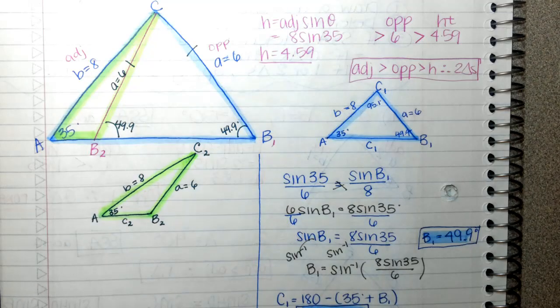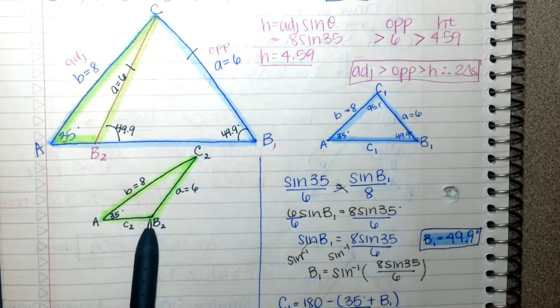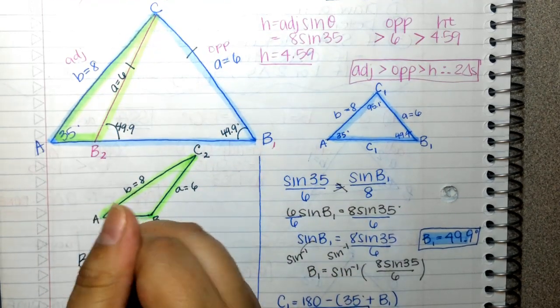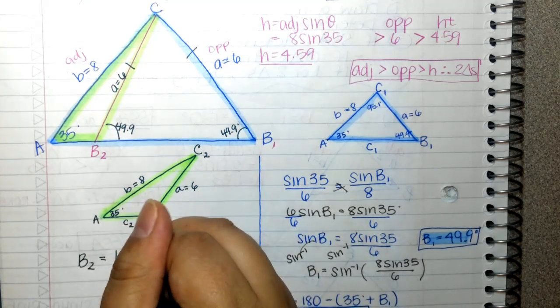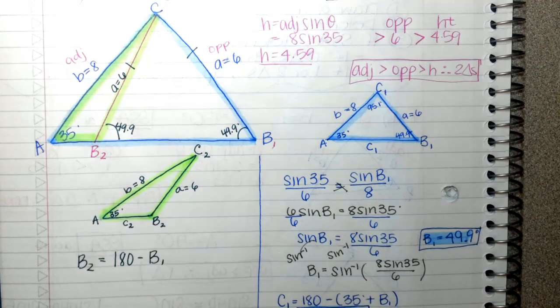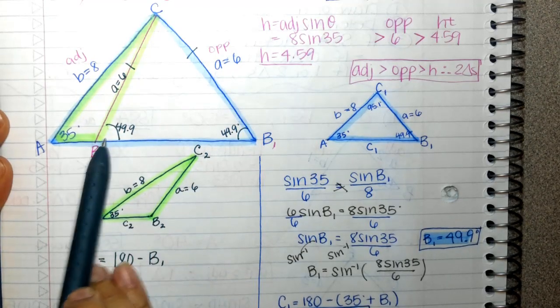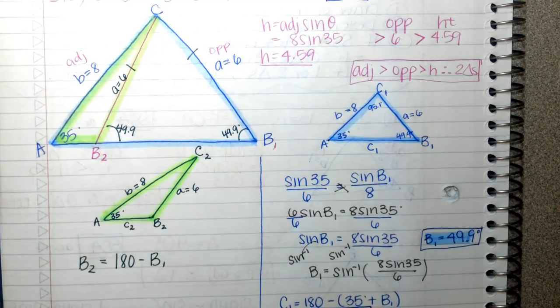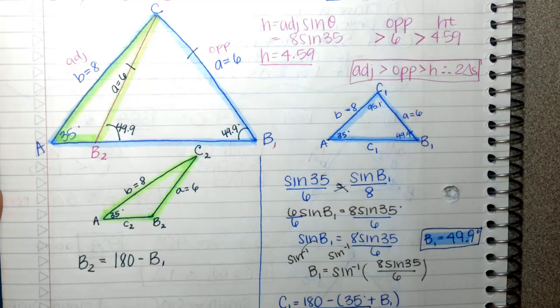Can we now find B2? How do we find this angle right here using that? B2 is going to be 180 minus B1. Y'all, B2 will always be 180 minus B1. Doesn't matter what B1 is. That will always work because these will always be a linear pair and this will always be an isosceles triangle. So if you have two triangles, that's how you find B2.